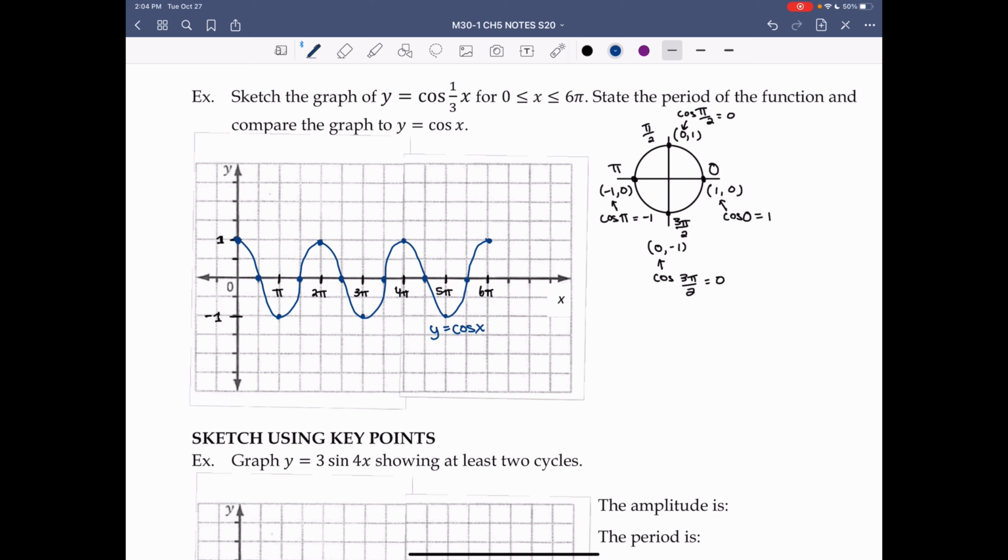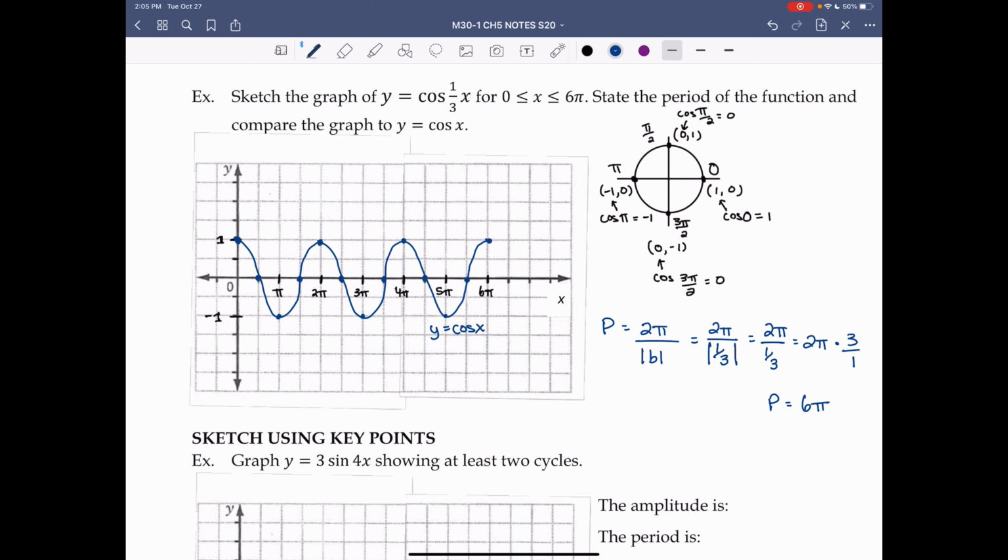Next, we want to graph y equals cos 1/3x. Let's find the period for this. Period is 2 pi divided by the absolute value of b, which in this case is 2 pi divided by the absolute value of 1/3, which is 2 pi times 3/1, which gives us a period equal to 6 pi.